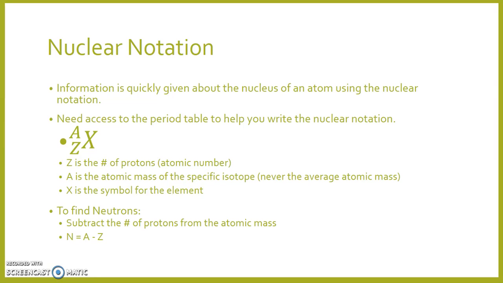Information is quickly given about the nucleus of an atom using the nuclear notation. You need access to a periodic table to help you write the nuclear notation. So you can see in the formula below that Z is going to be the number of protons, which is also the atomic number. A is the atomic mass of the specific isotope, never the average atomic mass, and X is the symbol for the element. To find the neutrons, all you have to do is subtract the number of protons from the atomic mass and follow the formula N equals A minus Z.